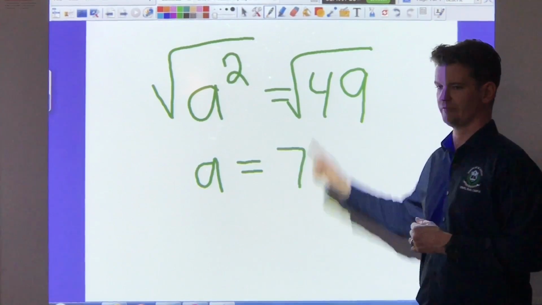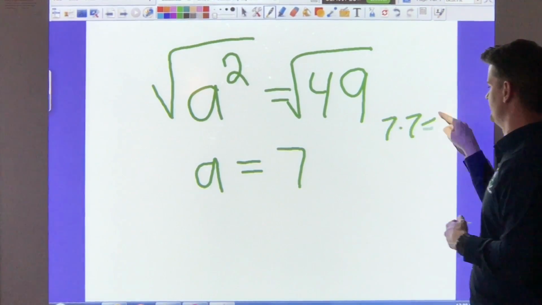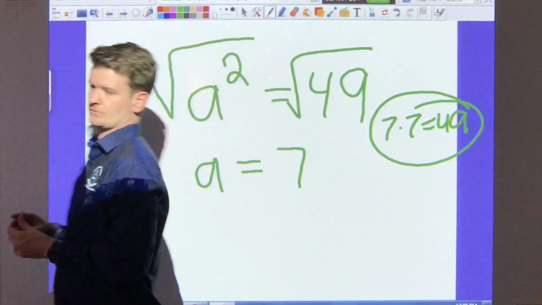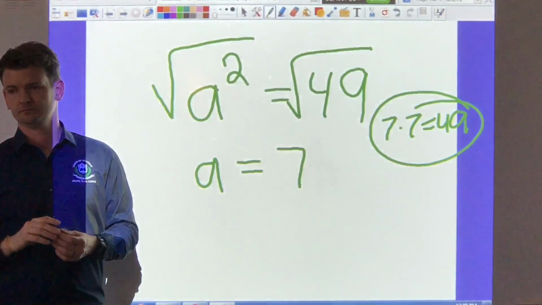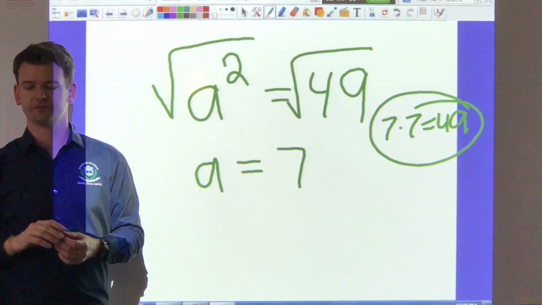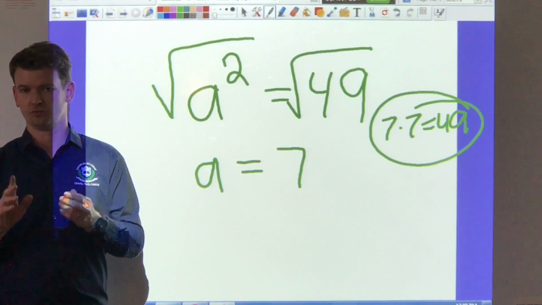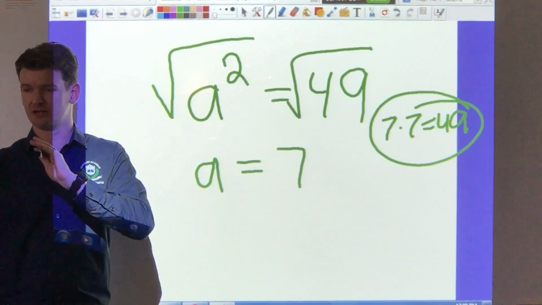The square root of 49 is 7, because 7 times 7 equals 49. So whatever the square root of C is, it's not C, man. We could be solving for A, B, or C. It's whatever the square root is of whatever number's left on one side of the equation.